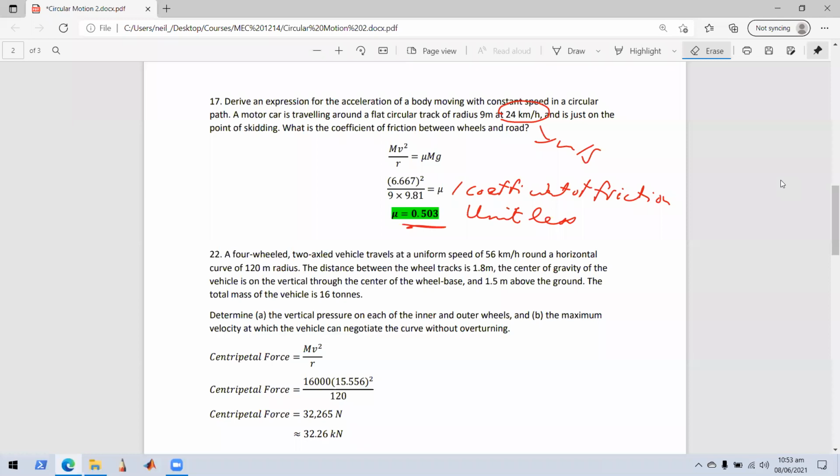Good. So any questions on that? No, right? As long as you establish the formula and make that realization that friction and centripetal force should be equal if it's just on the point of skidding, then you can just solve for mu, and it's easy from there on.